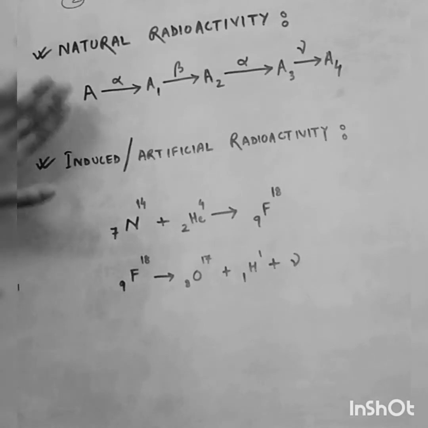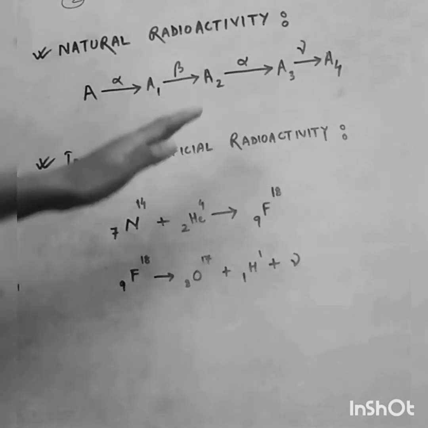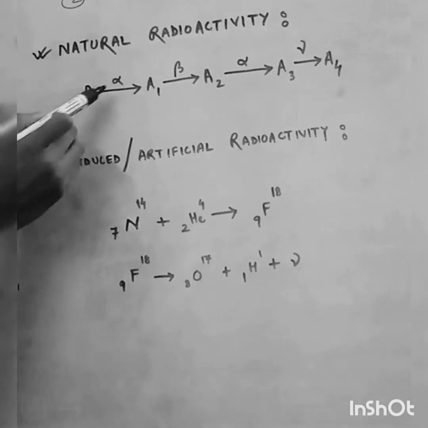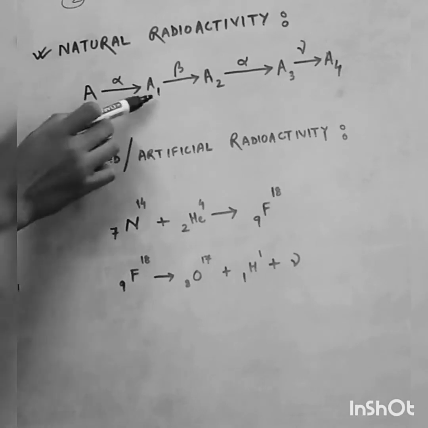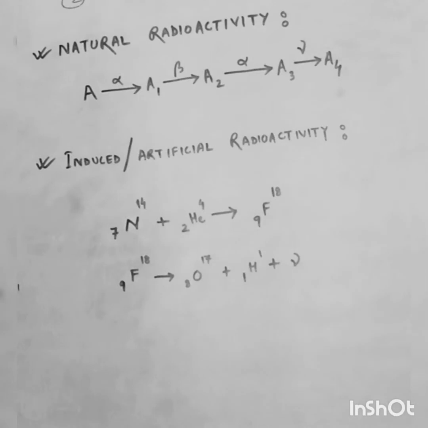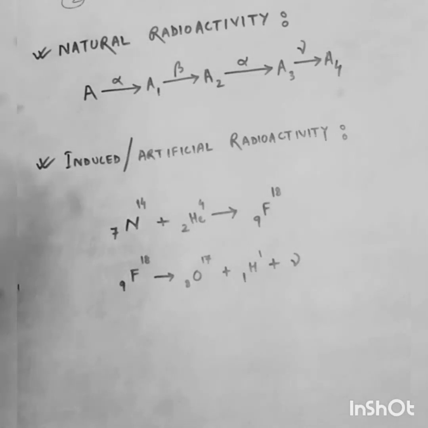And suppose here A is a radioactive nucleus. I am showing here a series of decays according to which the radioactivity occurs. Suppose there is an alpha emission, this nucleus decays into A1, then A1 undergoes a beta emission, then it converts into A2, then there is again one alpha emission, it spontaneously decays in this process. Okay, this one is natural radioactivity.